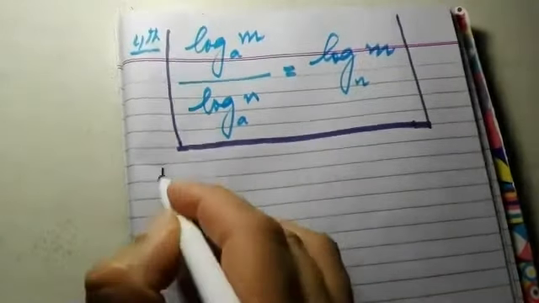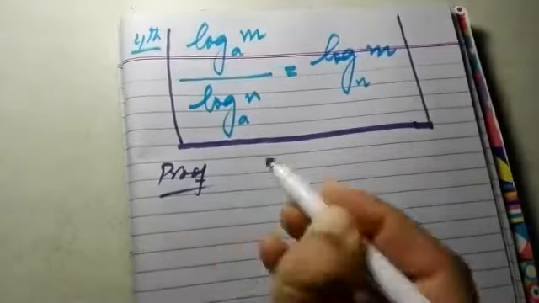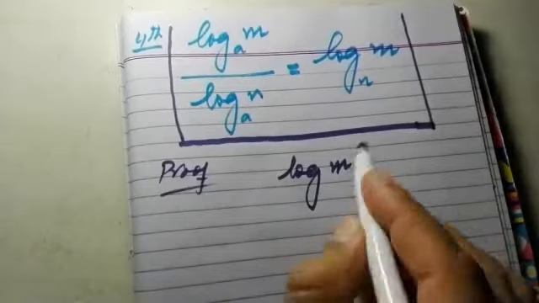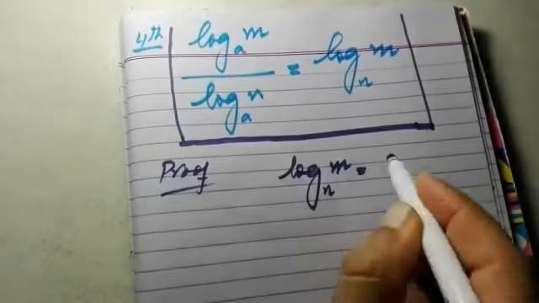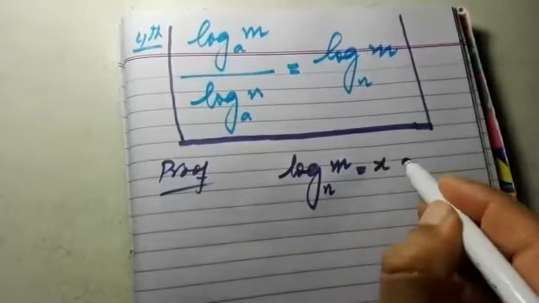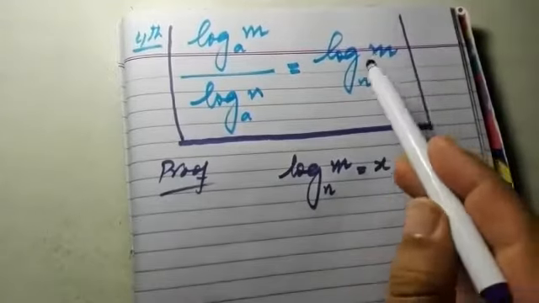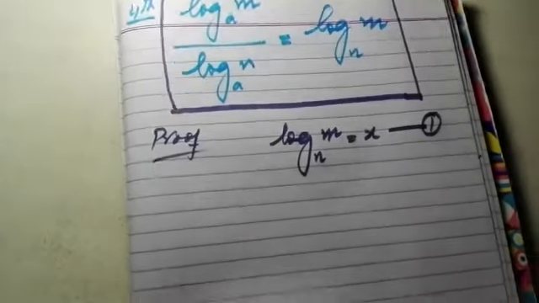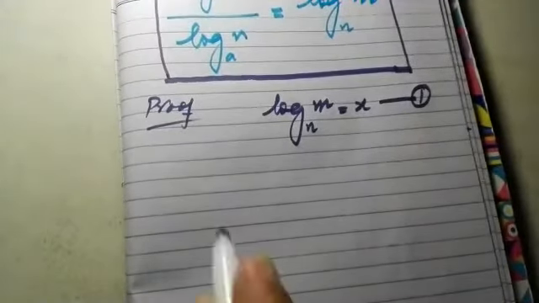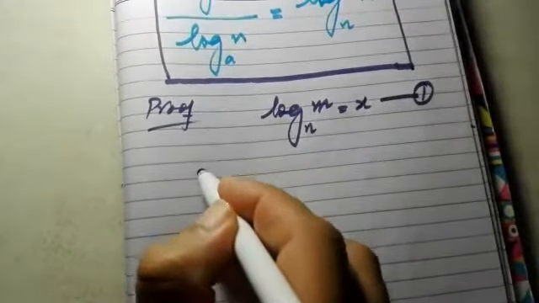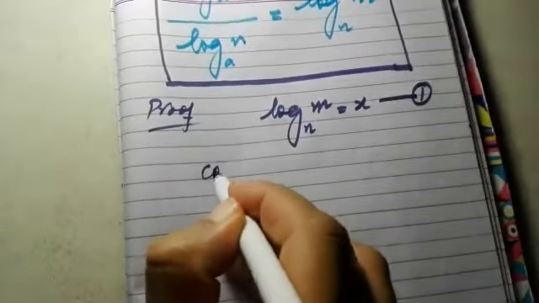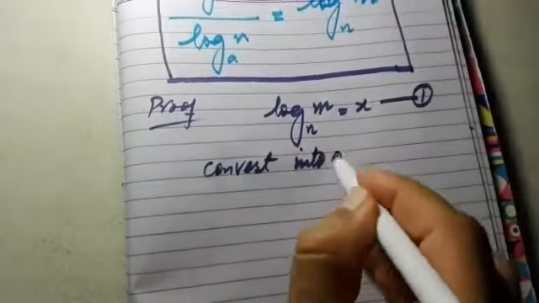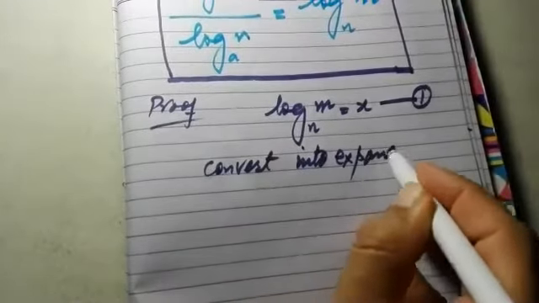Now how to proceed for its proof? First we have to take log m base n equals some number x and label it as equation number 1. This time you have to take up the right hand side for the verification of the proof. Next, we will again change, in the first step, convert into exponential form.